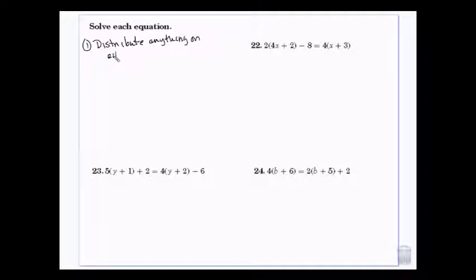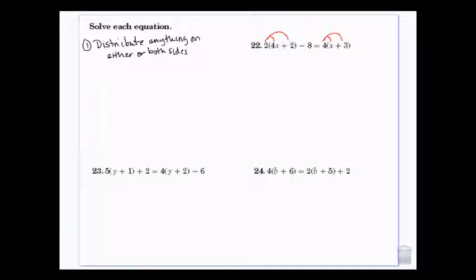And you're going to do that on either or both sides. So if it's only on one side, you do it on the side that needs it. So basically, you look through and you identify any distribution. Distribution occurs when you have a number outside the parenthesis that you have to multiply in. So here's step 1 right here. I'm going to distribute in that 2, and I'm going to distribute in that 4.